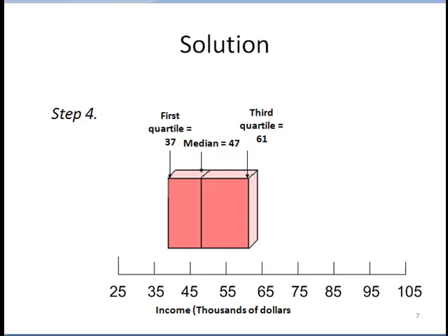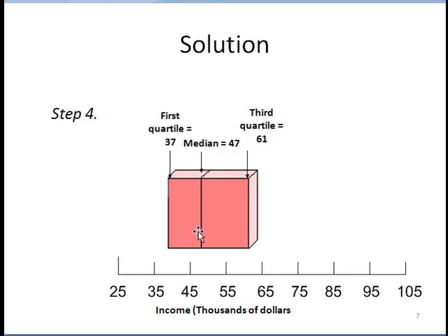So the next step is to construct the box plot. We're going to draw and label a horizontal axis that spans the data. The smallest data value was 29, so we have to go below 29, and the largest was 104, so we have to go above 104. Next, we're going to sketch vertical lines for the quartiles, Q1 and Q3, and for the median.